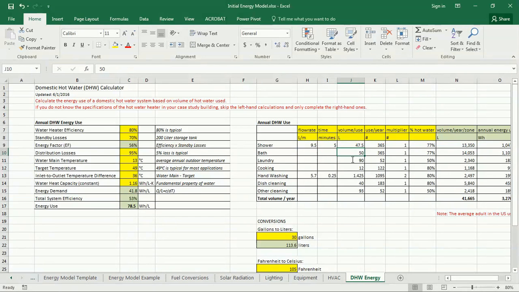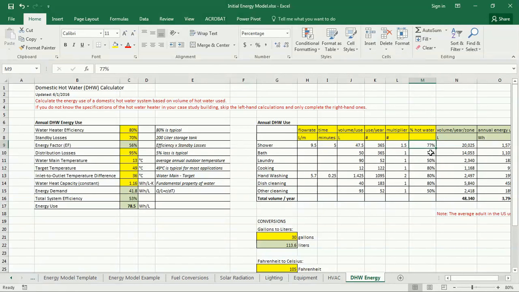And so that's a formula right now. And how many times per year? So I take a shower every day. That's 365 days a year, or uses per year. And then the multiplier. If you have a roommate, then you're going to want to multiply that by 2 if they also take showers every day. If they take a shower every other day, but you take a shower every day, then 1.5 would be the right multiplier.